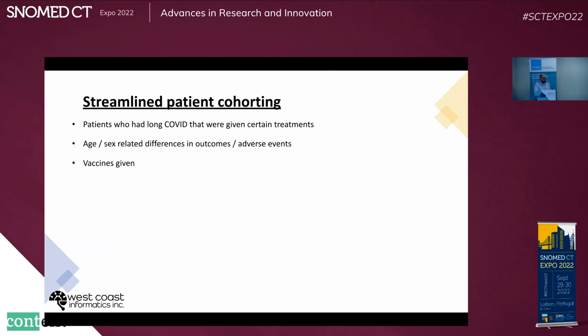Streamlined patient cohorting. You could easily find patients who've had long COVID and that were given certain treatments that are in your use case driven terminology implementation, age, sex-related differences in outcomes and events. It's much easier to do that if you have a targeted set of data. You can do things like inferencing much faster over that smaller set versus the whole of the SNOMED. Next slide.